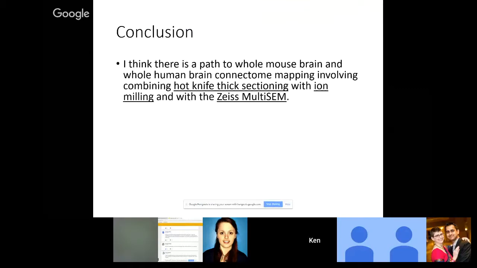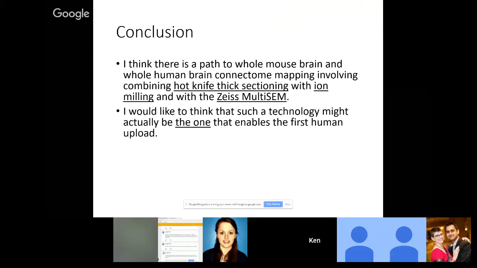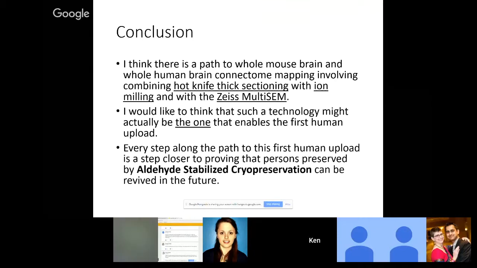So in conclusion, I think there is a path to whole mouse brain and whole human brain connectome mapping that involves hot knife thick sectioning with ion milling and with the Zeiss multisem. I would like to think that such a technology might actually be the one that enables the first human upload, but we are talking quite a few decades before that would occur.